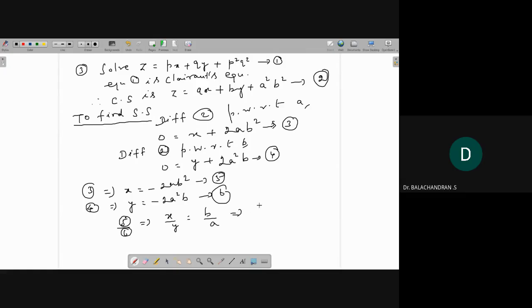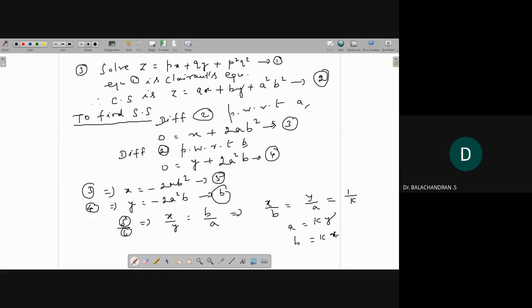This implies x divided by b equal to y divided by a, which is equal to some constant 1 by k. So from this, a equal to ky and b equal to kx.